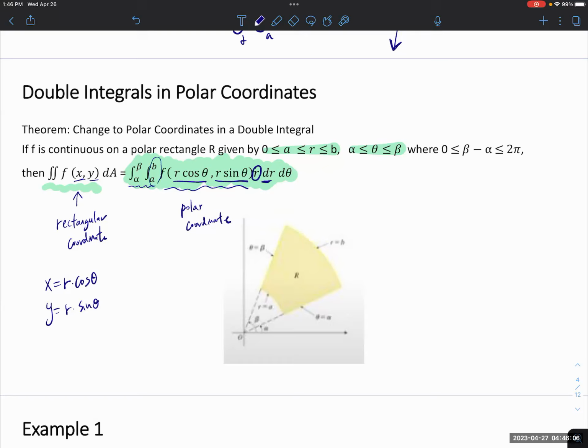So this one should be r integral, and then d theta should be at the end. You can change the order, like d theta first then dr, and it's going to be the same answer. But usually this is the popular formula in terms of finding the area based on polar coordinates. Okay, so that's the idea.